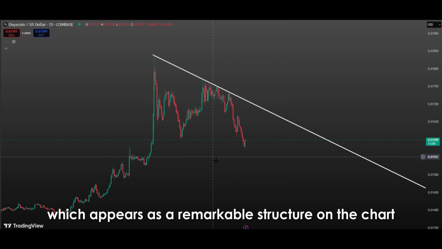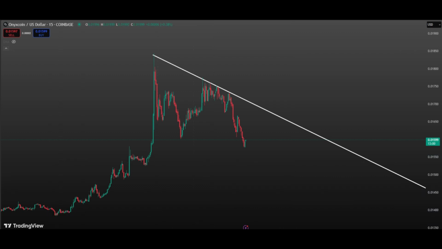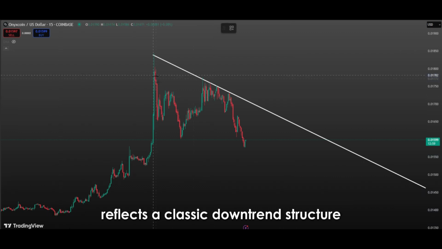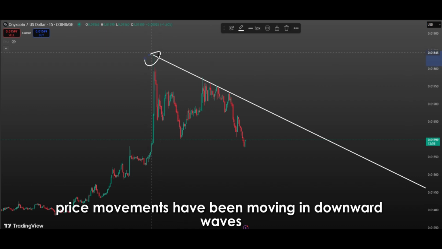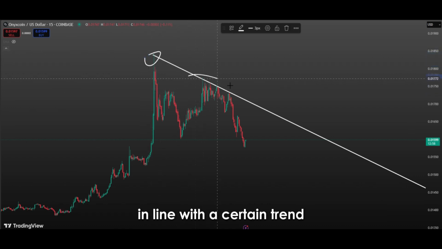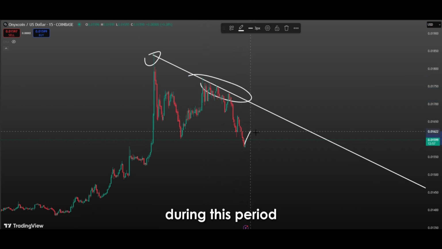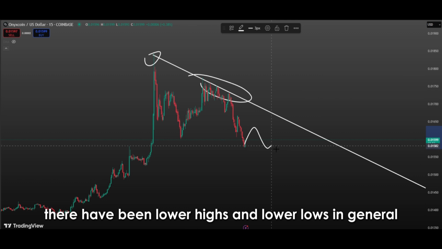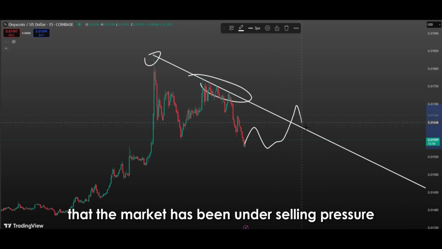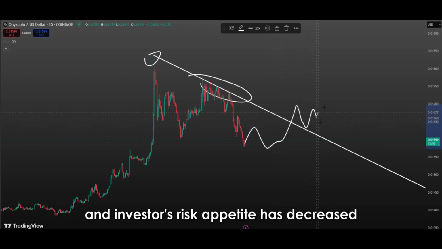This pattern, which appears as a remarkable structure on the chart, reflects a classic downtrend structure. For a long time, price movements have been moving in downward waves in line with a certain trend. Although there have been temporary rises from time to time during this period, there have been lower highs and lower lows in general, clearly demonstrating that the market has been under selling pressure and investors' risk appetite has decreased.